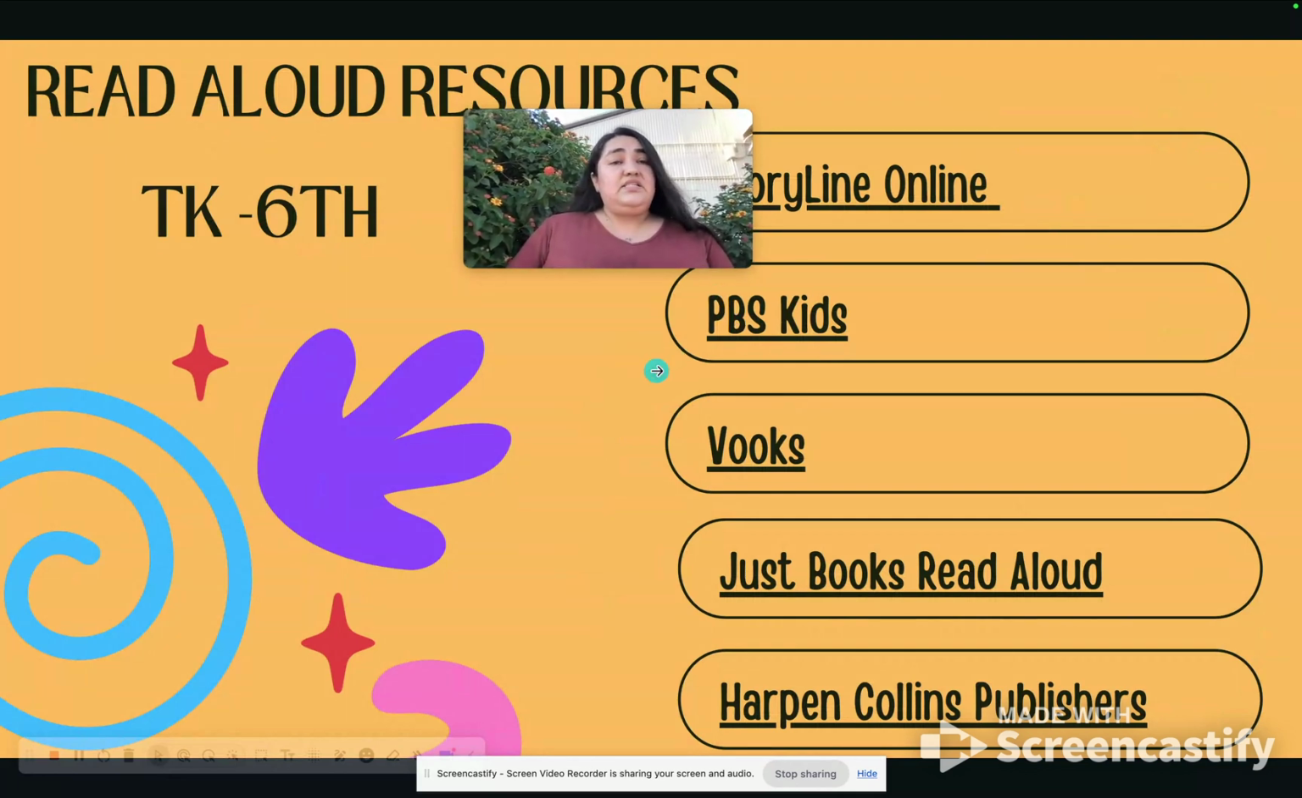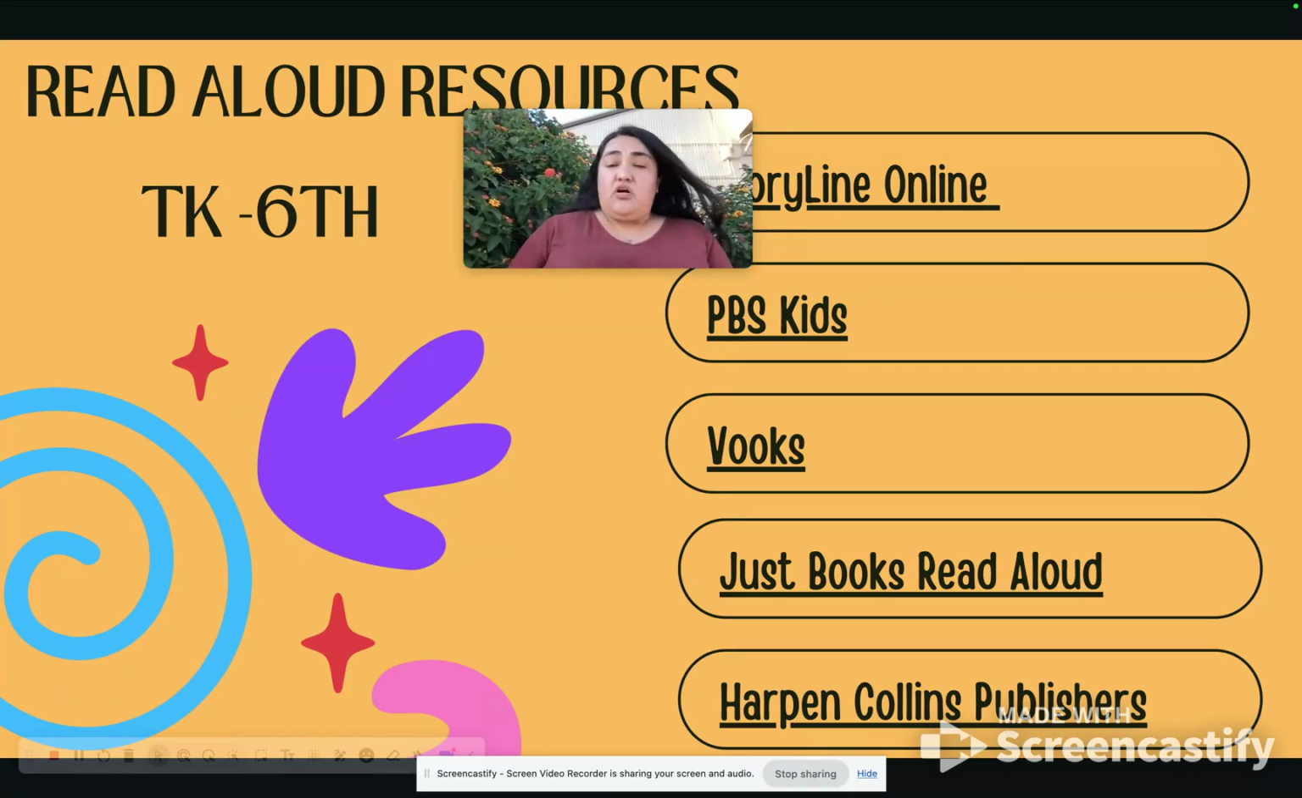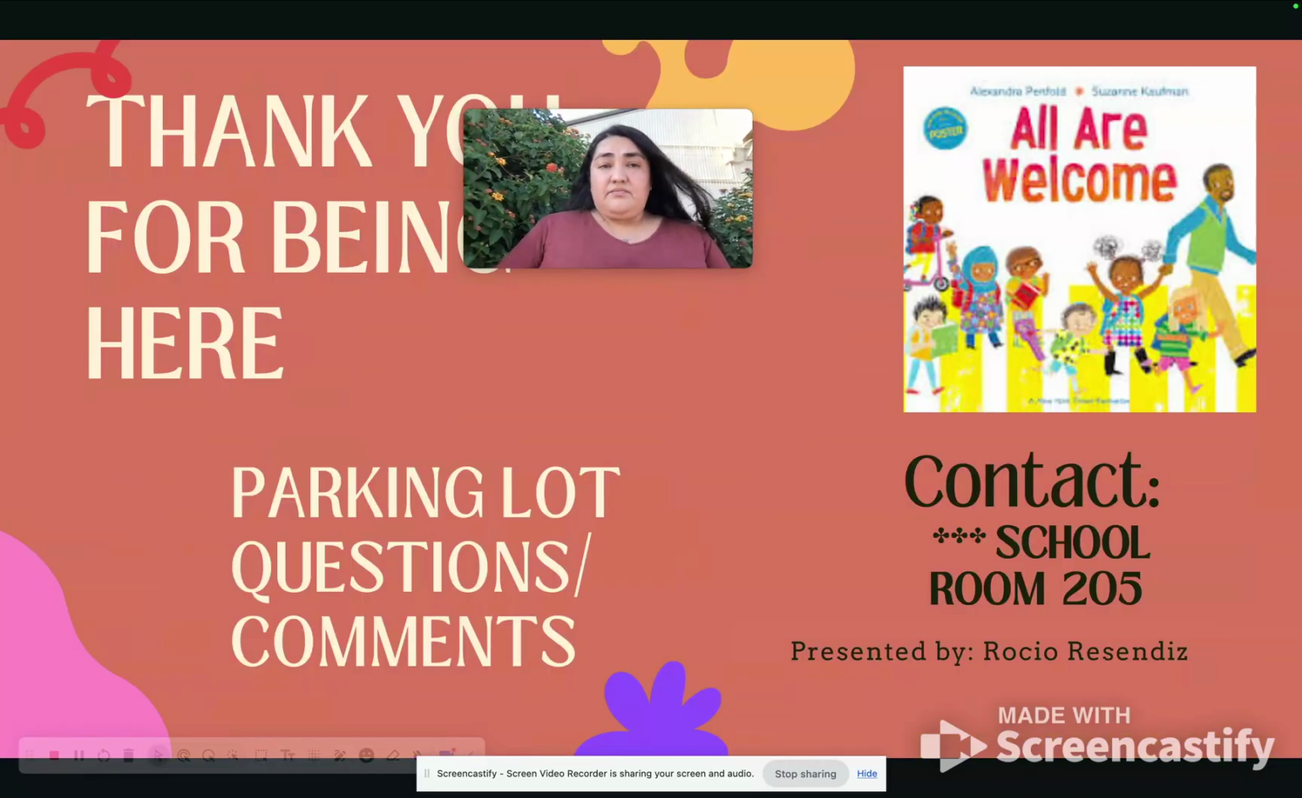And lastly, these are the read aloud resources, TK through sixth grade and on. I have one, two, three, four, five different ones: Storyline Online, PBS Kids, Just Books Read Aloud, Harper Collins Publishers. These are all free websites that you could access at any time as long as you have internet access.